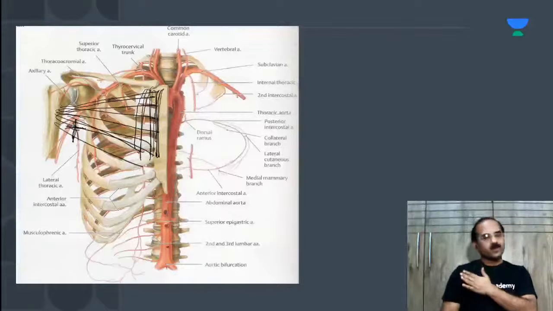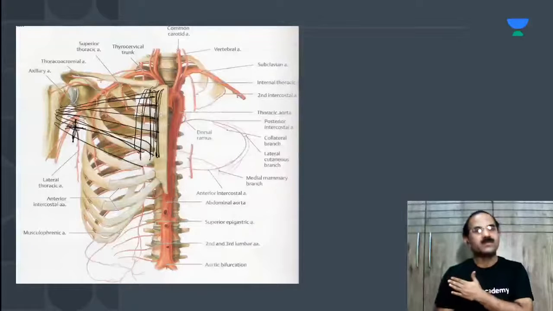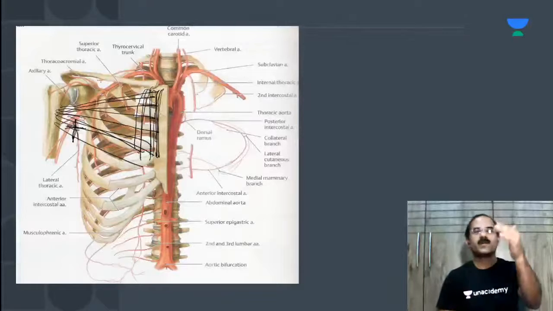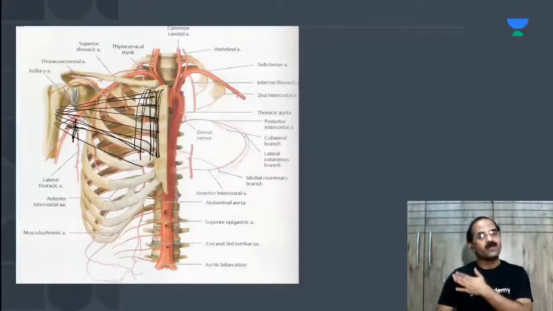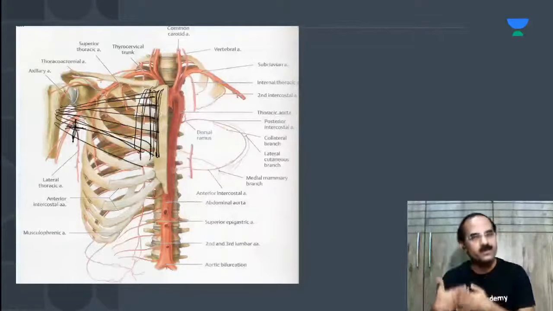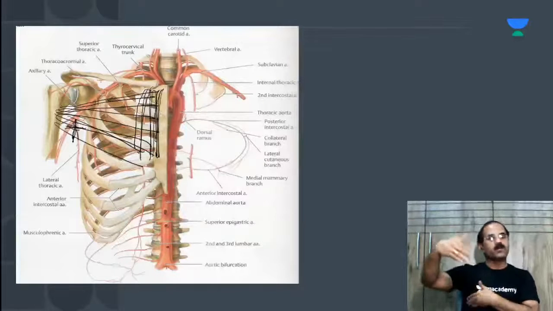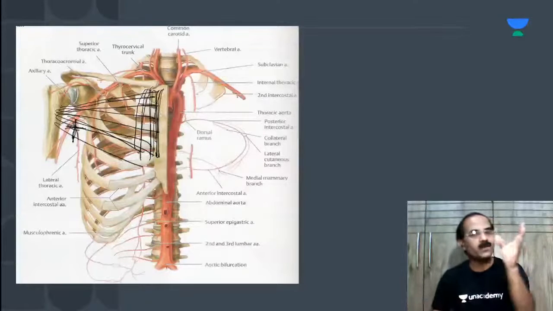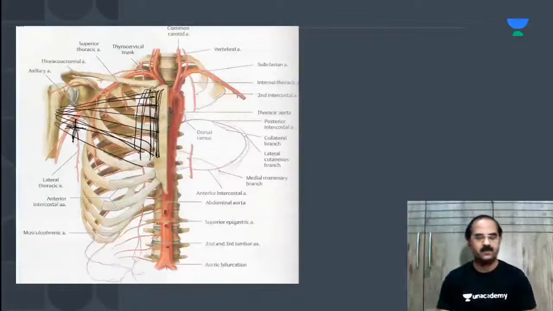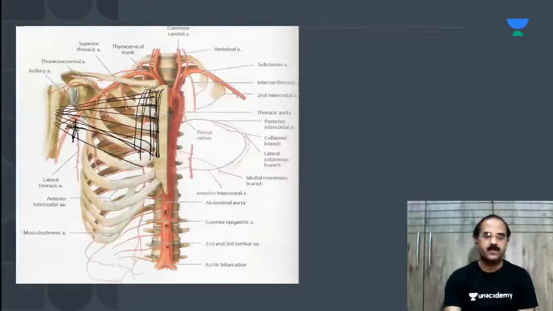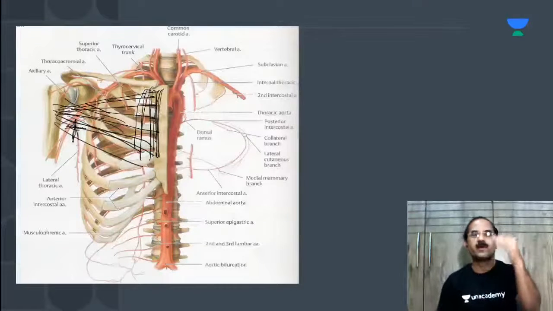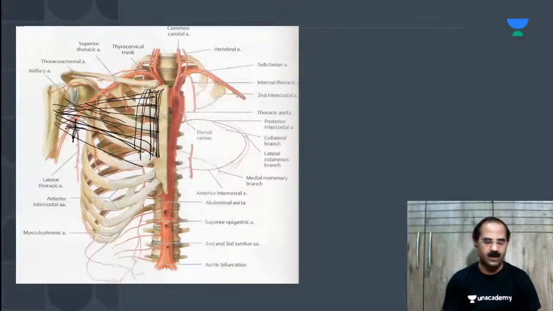So what is this wall of the axilla in front? This is the anterior wall. The wall behind is known as the posterior wall. So you have an anterior wall for the axilla, a posterior wall, a medial wall, and a lateral wall. The muscles which begin from the sternum and the costal cartilages and go towards the humerus are going to form the anterior wall of the axilla.